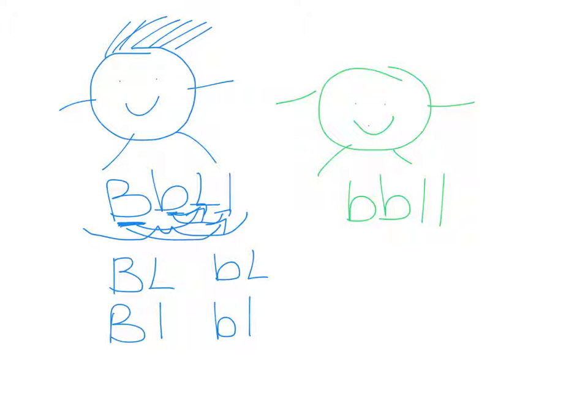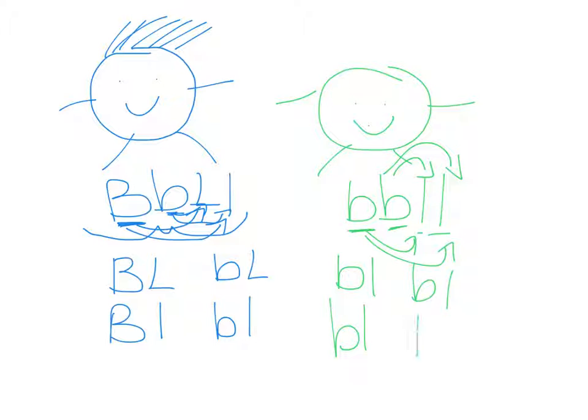Now the green troll is going to be a little bit easier. I only have little b's and little l's. So the only possible combination this troll can make is little b, little l. If you wanted to do it how we did with the big troll, you would just do the exact same thing and get four of the exact same little b, little l.